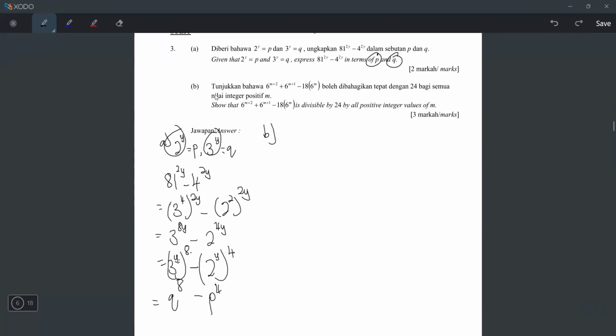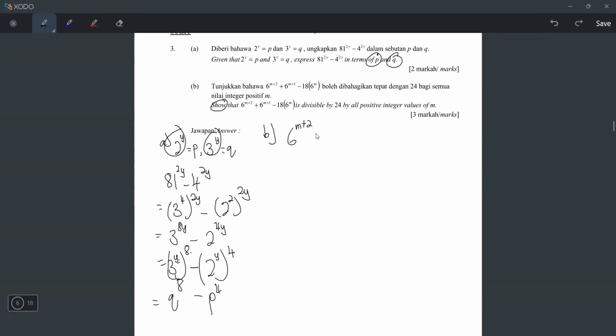Okay, let's go to B. So they ask you to show. You all know that in the end, you have to write the word shown. If they ask you to prove, then you have to write proven. If they ask show, then you have to write shown. So before I write the word shown, of course, I have to read the question first.